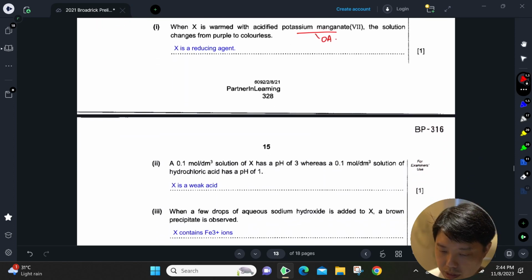Okay, so the same concentration of solution X, right, have a pH of 3, whereas HCl have a pH of 1. Okay, so this means that it doesn't dissociate the H+ completely, which also means that it is a weak acid.